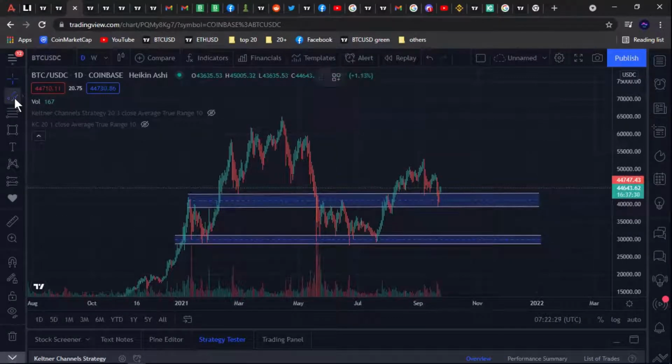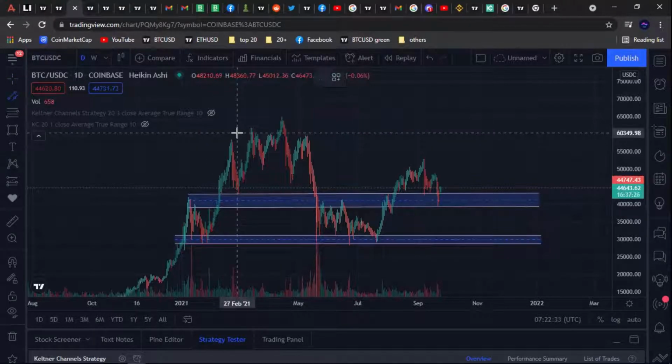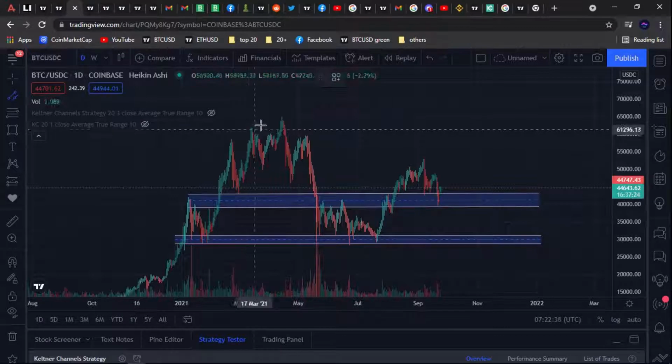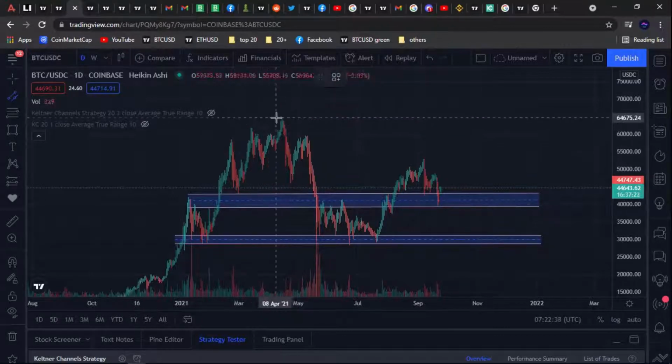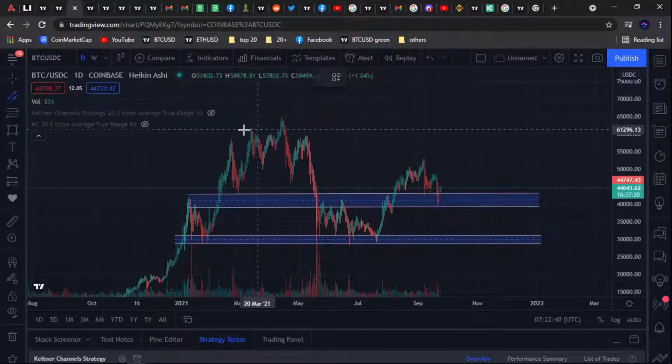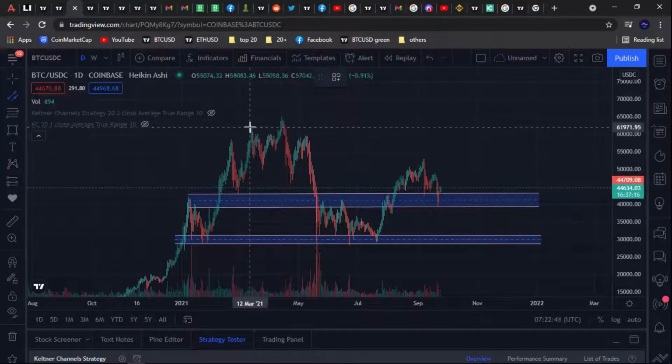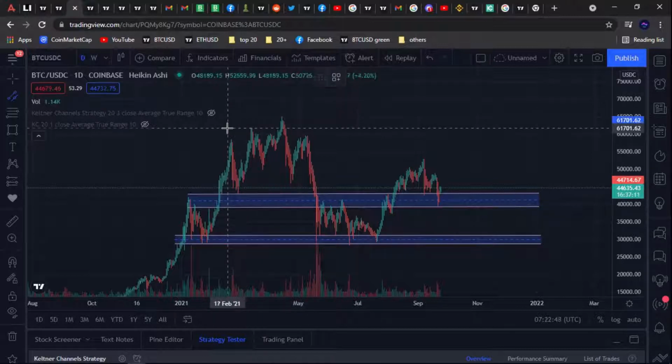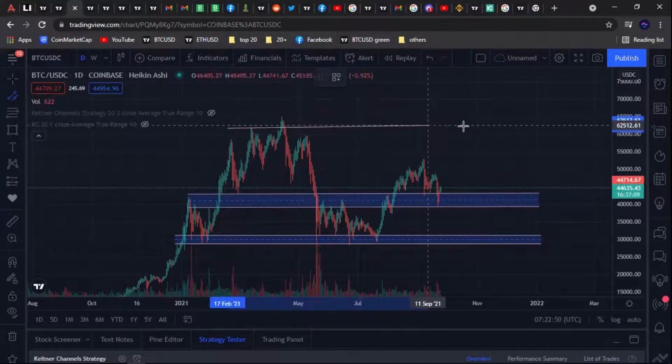So get another parallel channel. Parallel channels are good if you want to draw support and resistance that covers a larger area. So we're going to go from the top. Well, I'll skip the top. I don't expect much resistance from here because you can see there's only a little bit at the top. So we'll come down to the 61 area. We'll get that, and then we'll go across.